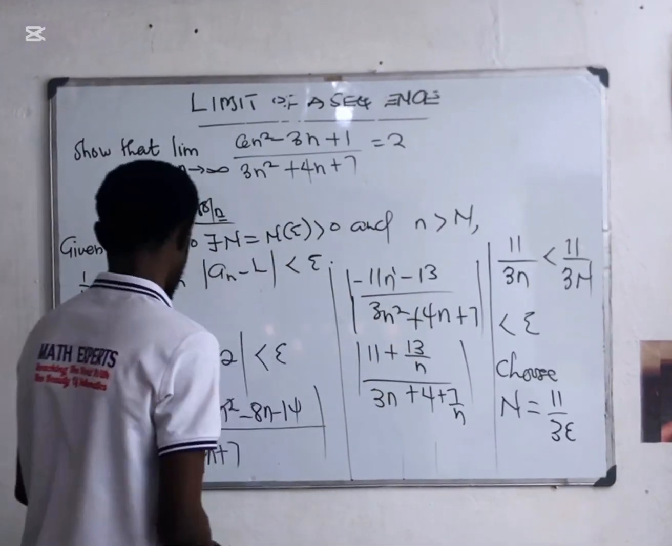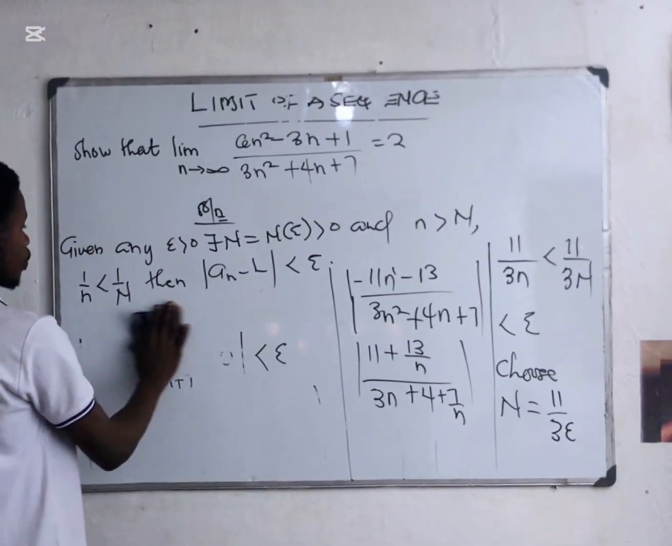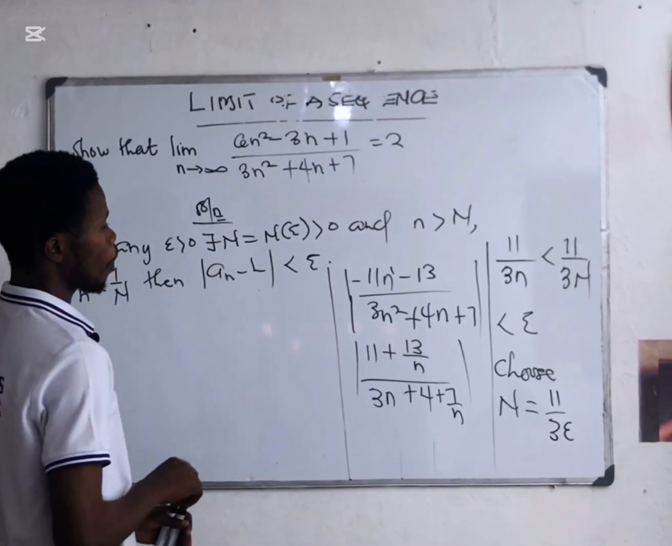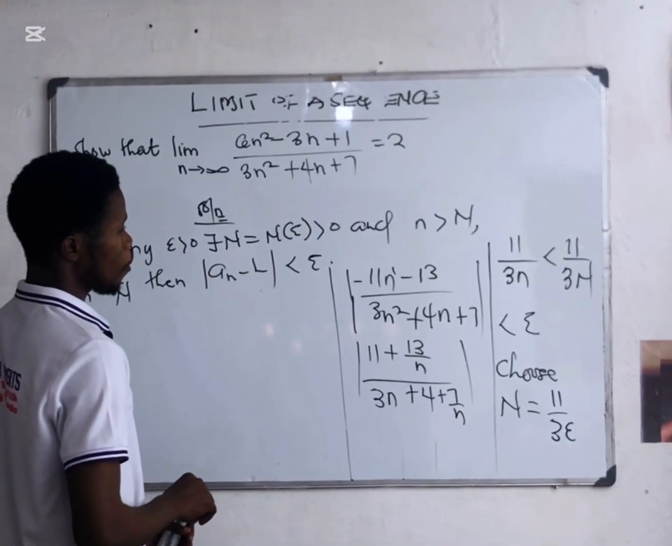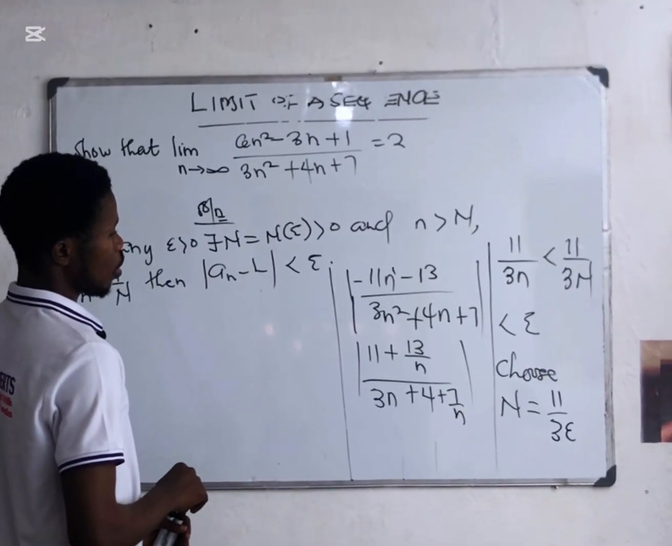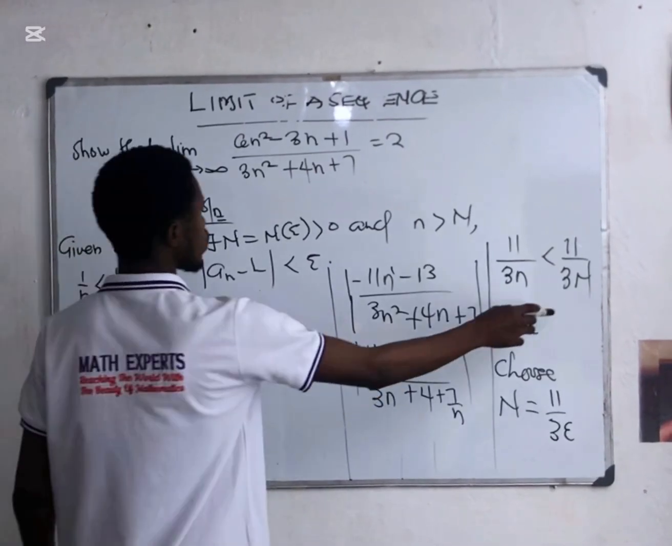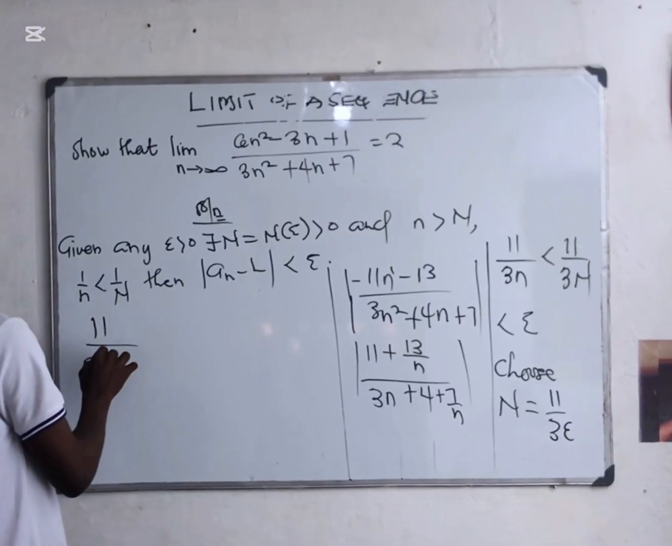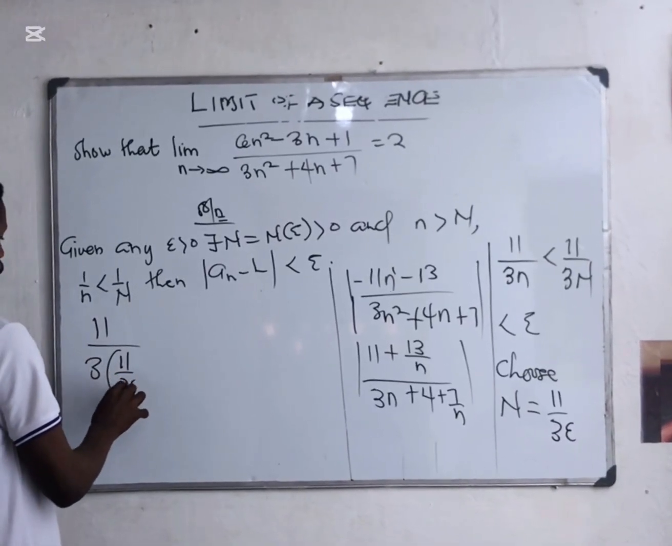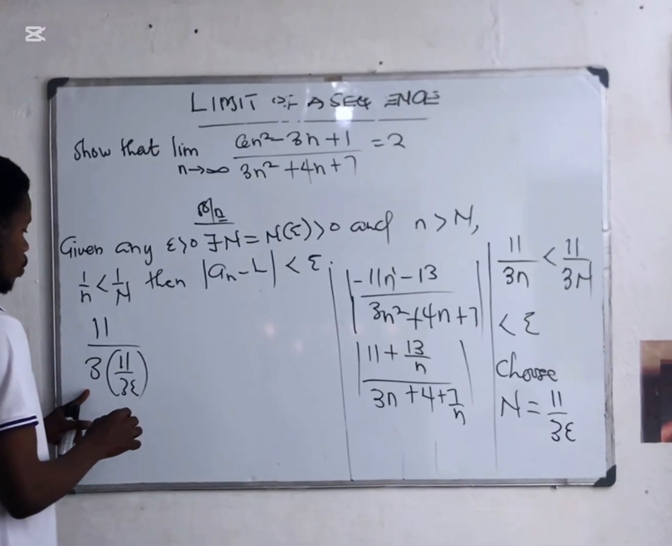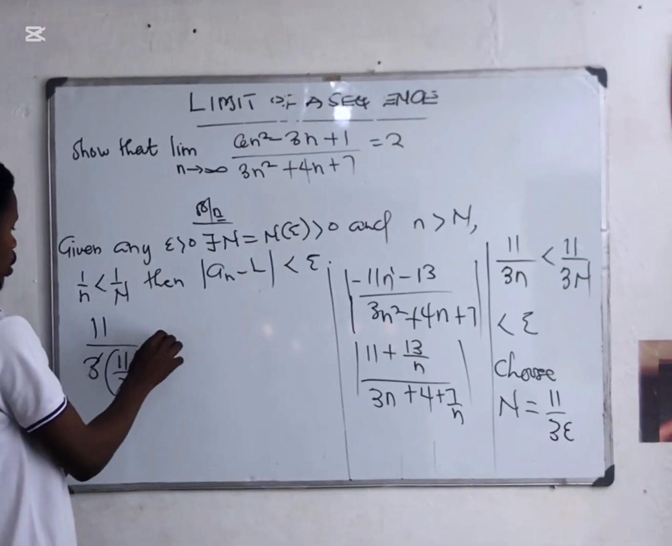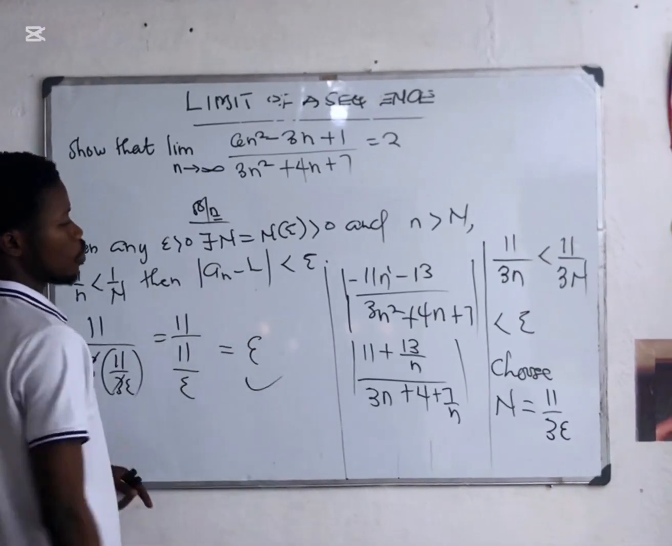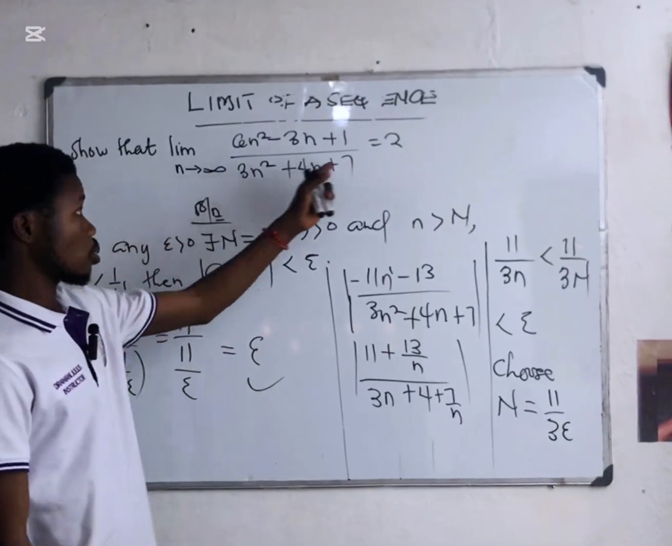So let's move on to this place. Let me bring it here. So let's go back to this place to see if you can get the epsilon. So you have 11 over 3, bracket open, 11 over 3 epsilon, like this. Remember this will cancel this, leaving 11 over 11 over epsilon, which is the same as epsilon. Proved. So you just say therefore this is equal to that.